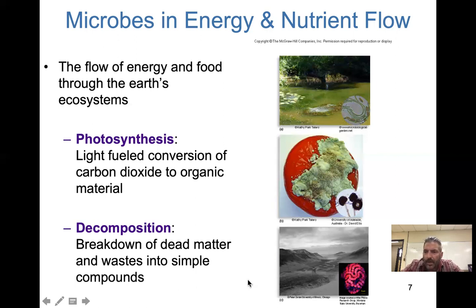Decomposition, we'll talk about bioremediation, Pseudomonas and some of these other microorganisms, breakdown of dead matter into waste and simple compounds. And please realize we need this. We need bioremediators to break down organic matter on the planet.